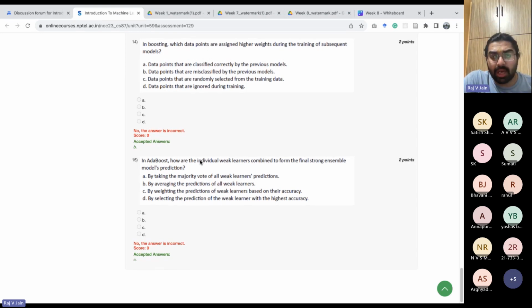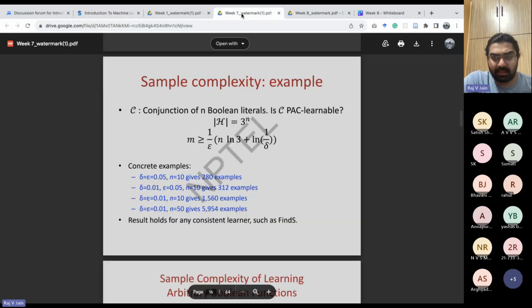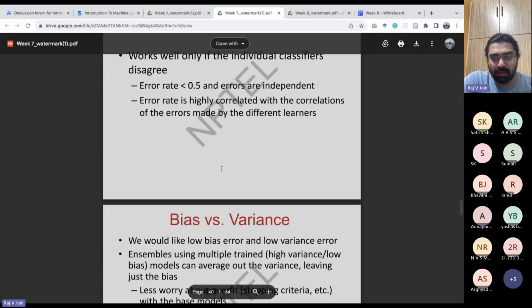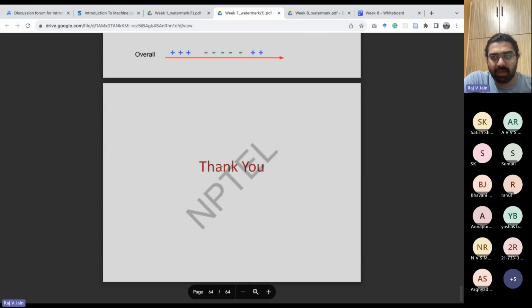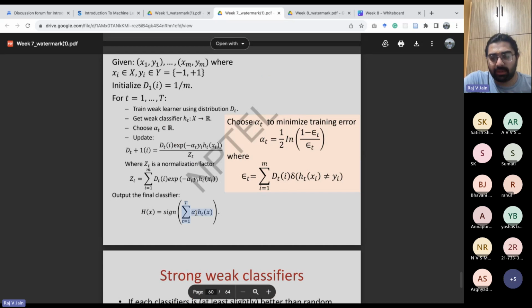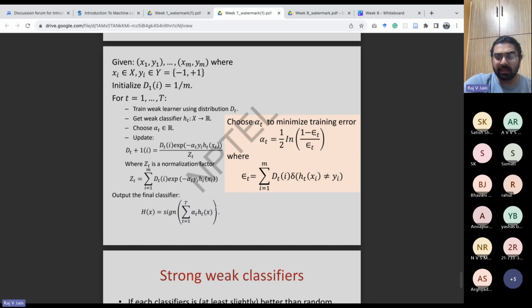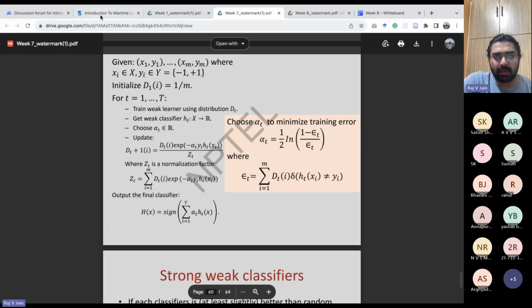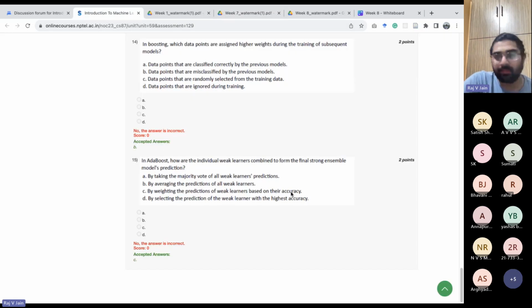Then in AdaBoost, how are individual weak learners combined to form the strong ensemble? Again, we know this is the weighting of the predictions of weak learners based on their accuracy. Again, this is straightforward from the AdaBoost thought process, right? I guess this is where we're coming to, right? So we take the weightage of all these learners, and the weightage is basically based on their accuracy. Is that clear?